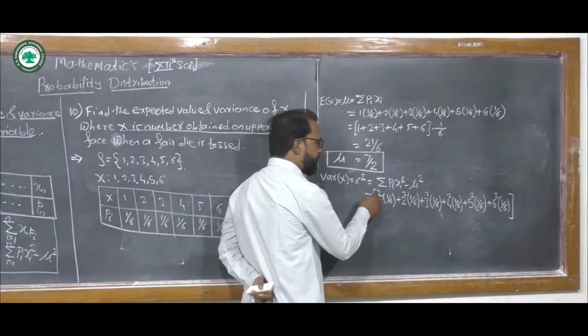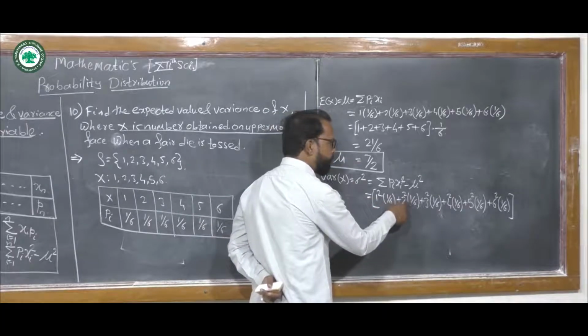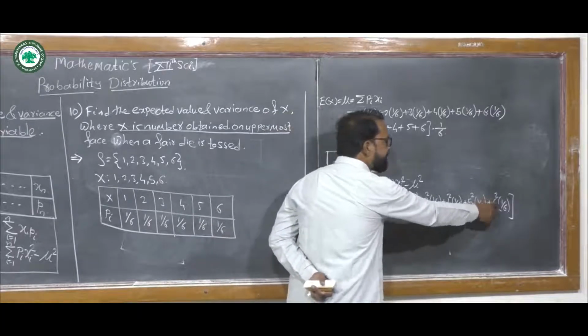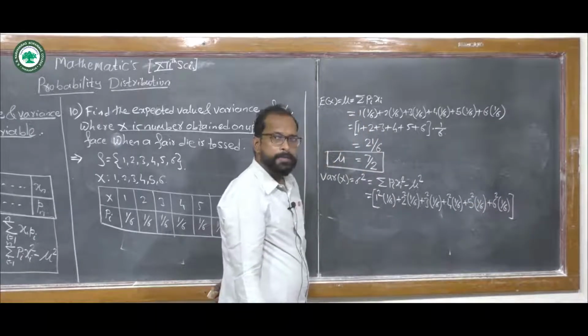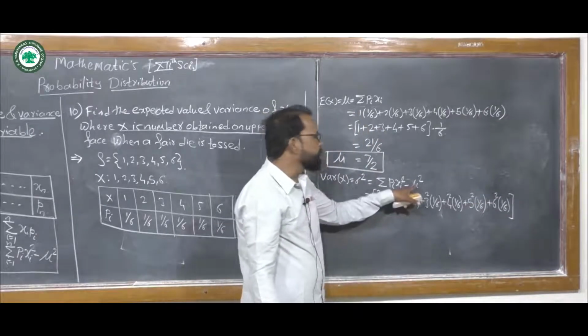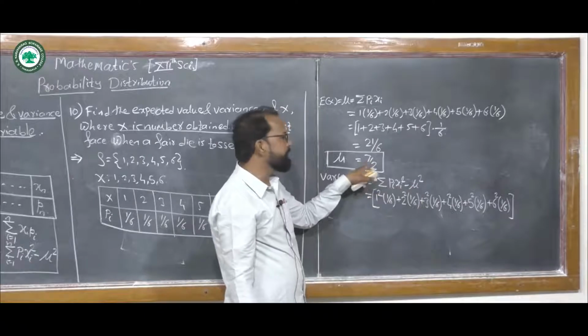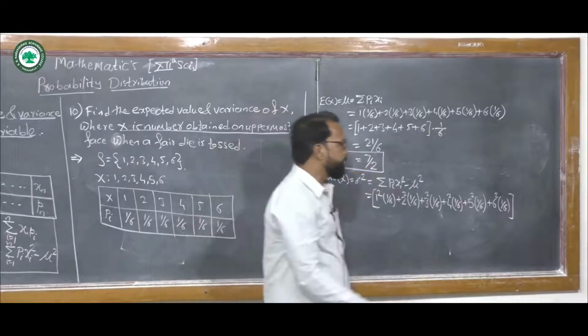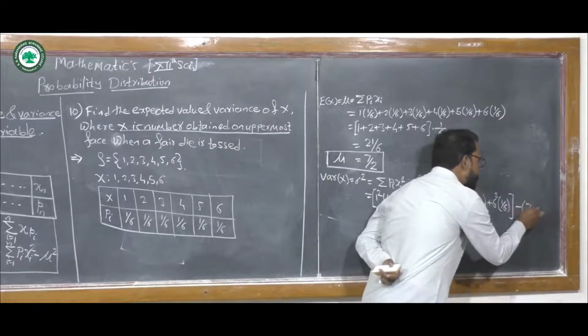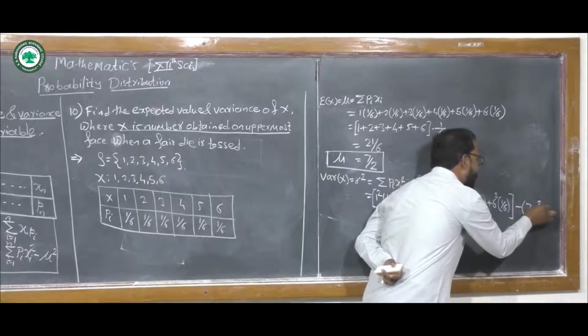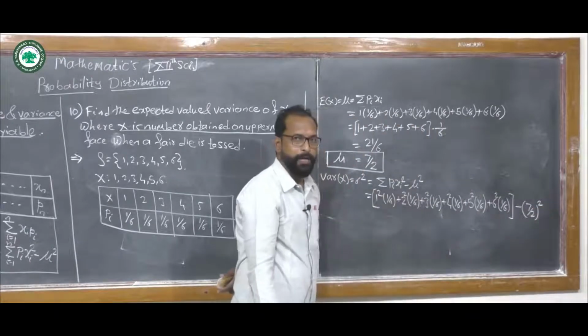So we write here 1 square into 1 by 6, 2 square into 1 by 6, and so on, 6 square into 1 by 6. Now minus mu square. Now the value of mu is 7 by 2. So here we write minus (7 by 2) square, that is the expected value, square.